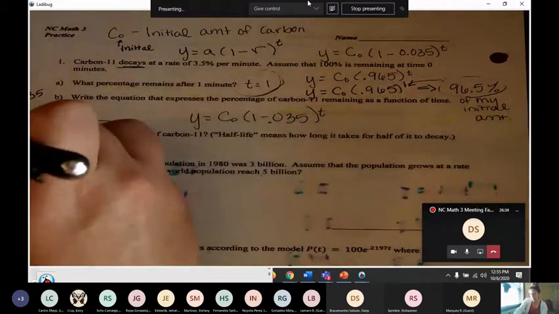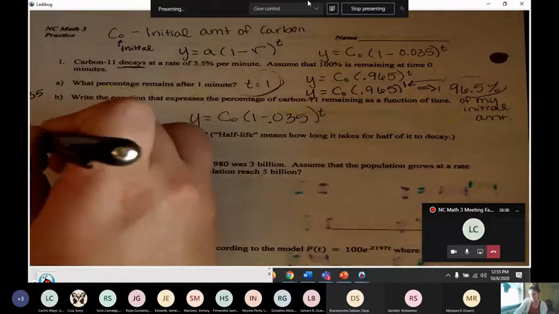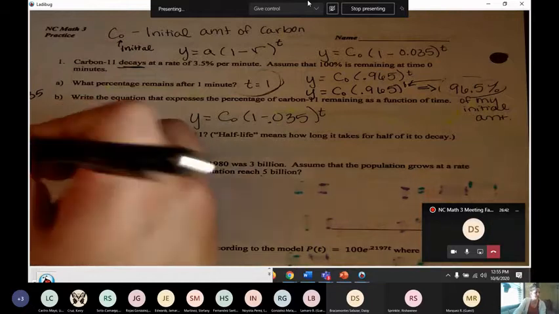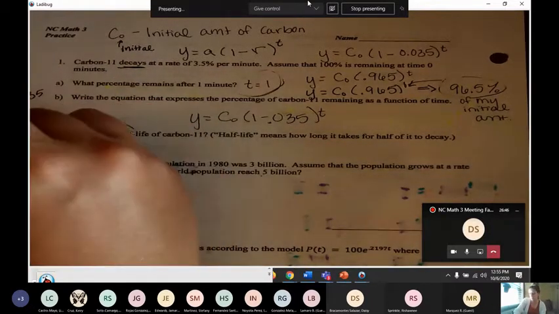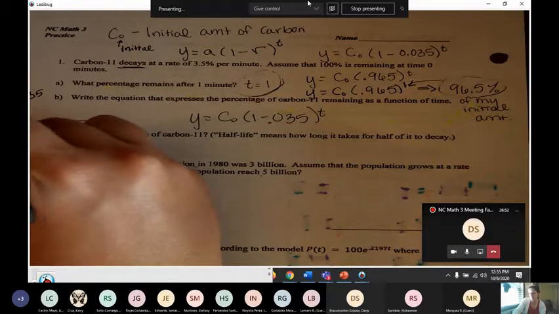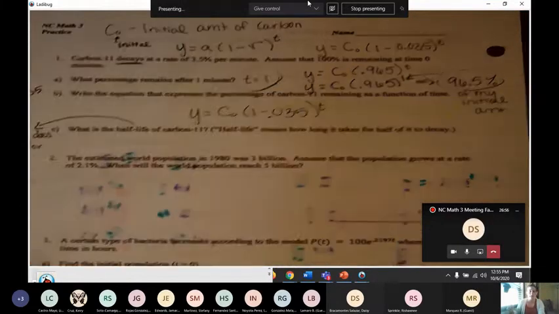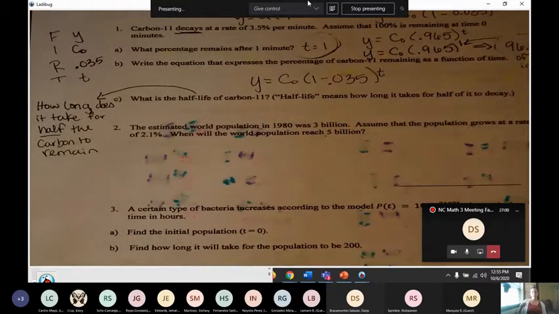How long does it take for half the carbon to remain? Okay, so that's what half-life means.